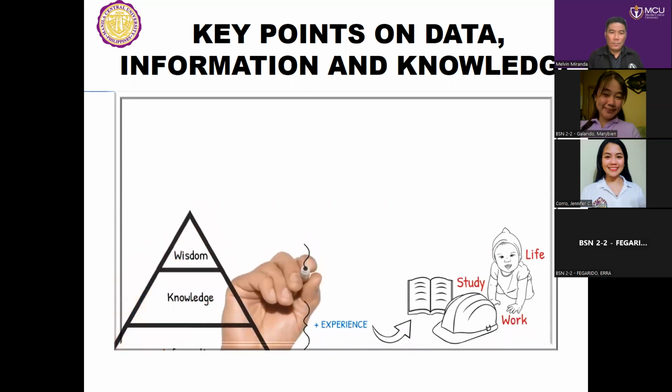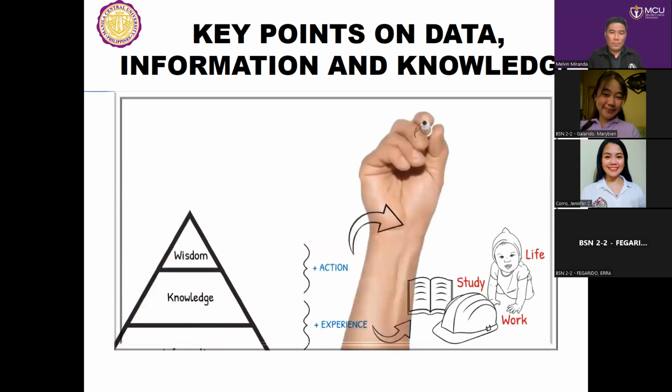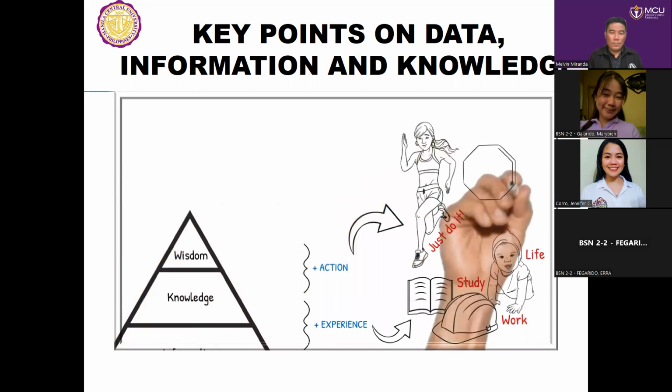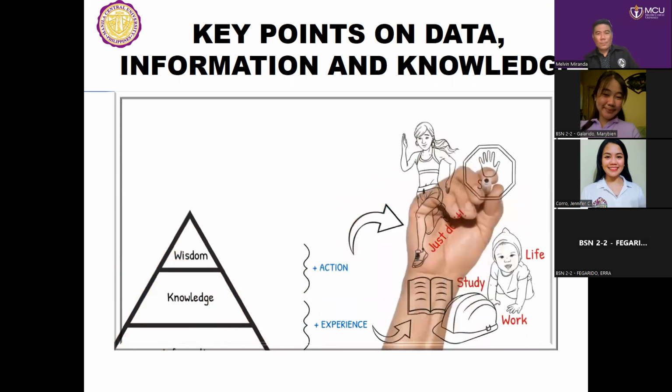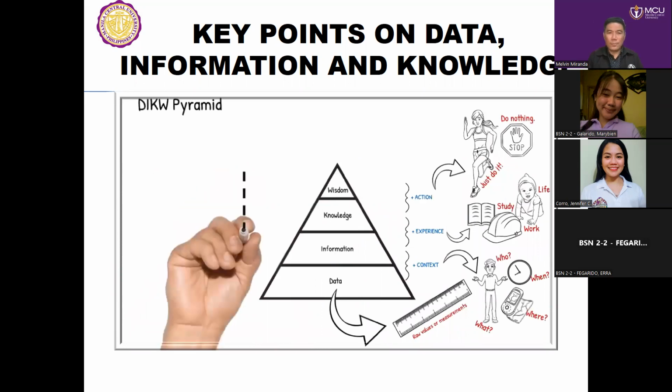At the narrow top of the pyramid, we have wisdom. Wisdom is knowledge plus the addition of action. Wisdom determines what we do, or do not do for that matter. Wisdom is also subjective, as it depends on our interpretation of prior knowledge.